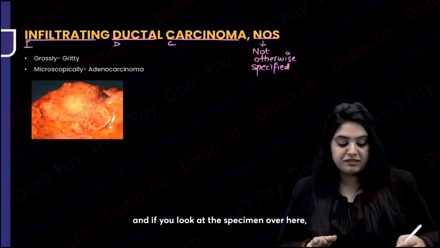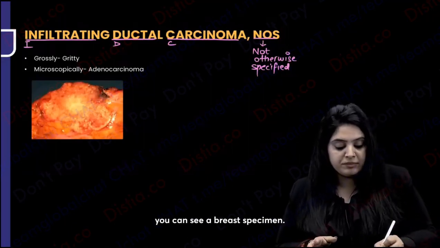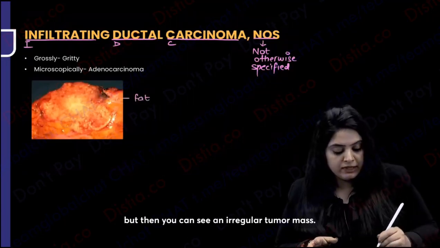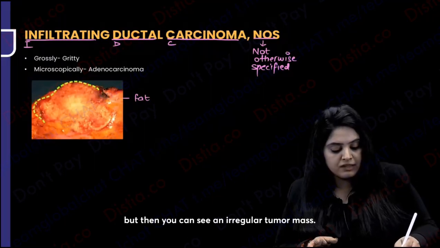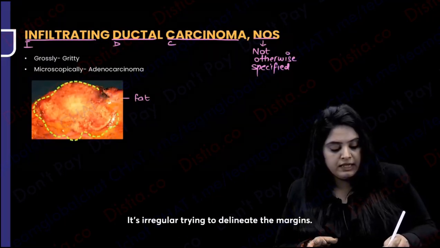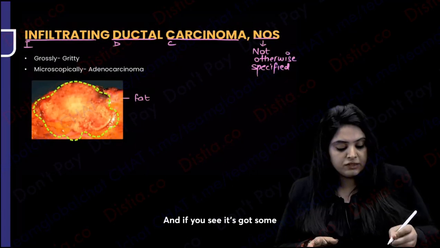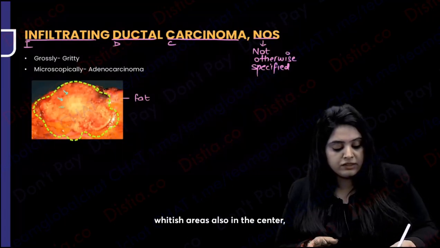And if you look at this specimen over here, you can see a breast specimen. It's very yellow. You can see all the fat around it, but then you can see an irregular tumor mass. It's irregular, trying to delineate the margins. So this is the tumor that you have. And if you see, it's got some whitish areas also in the center.